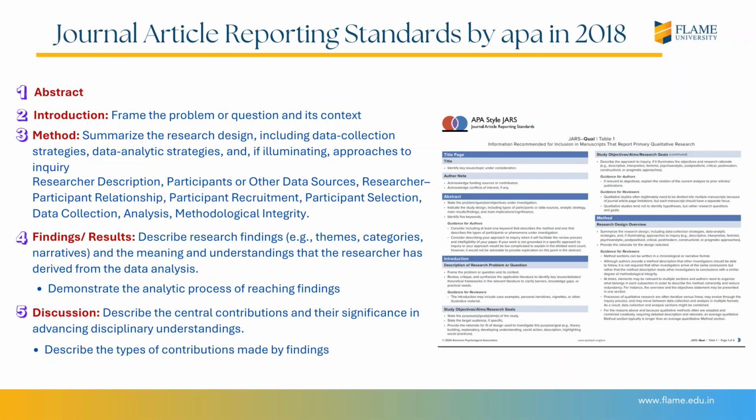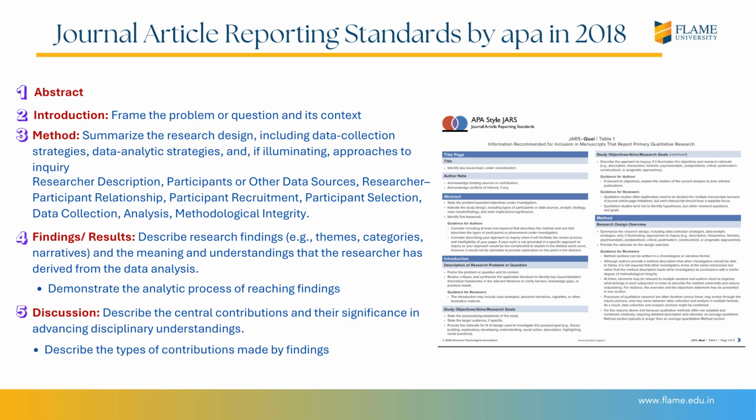We have a general idea on how to write a qualitative research report. Now, let's discuss the key reporting guidelines, standards, and checklists developed by qualitative researchers around the world from across disciplines. The first one is Journal Article Reporting Standards by APA. It was developed by APA to improve the transparency, replication, and quality of psychological research. It's called the Journal Article Reporting Standards.